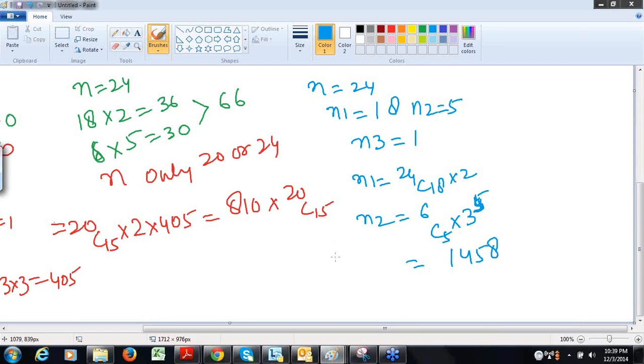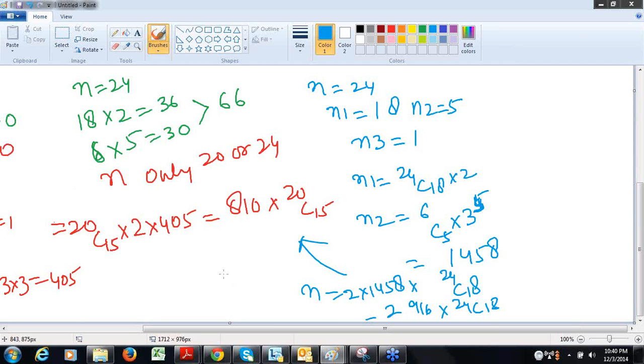And n3, obviously, we have only one way. So the number here will be 2 into 1458 into 24C18, which is equal to 2916 into 24C18. Now sum these two values and we will get the answer. If we sum this value, it will come out to be option A.